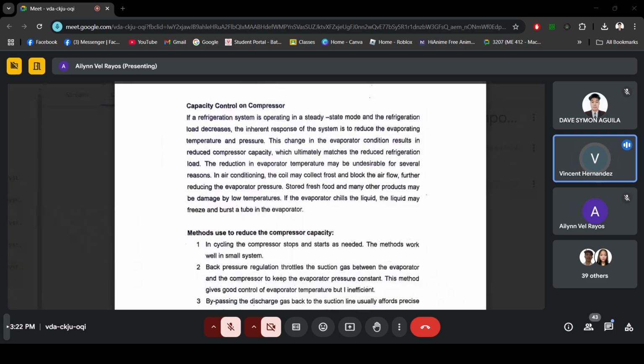Capacity control on compressor. If a refrigeration system is operating in a steady state mode and the refrigeration load decreases, the inherent response of the system is to reduce the evaporating temperature and pressure. This change in the evaporator condition results in reduced compressor capacity, which ultimately matches the reduced refrigeration load. The reduction in evaporation temperature.